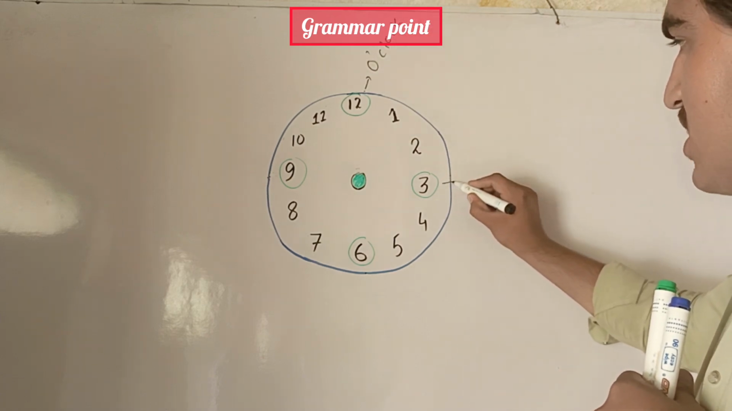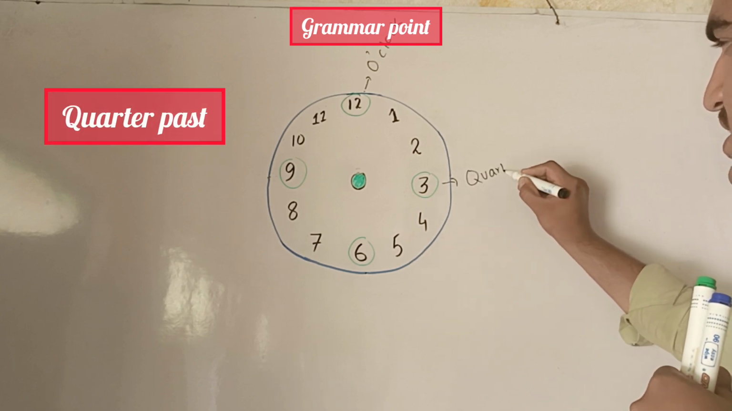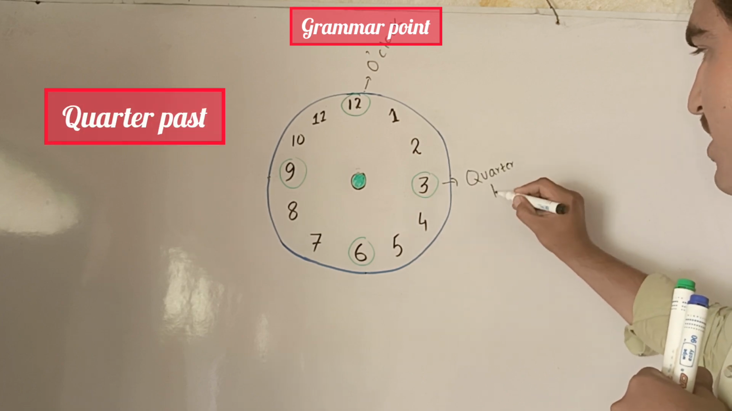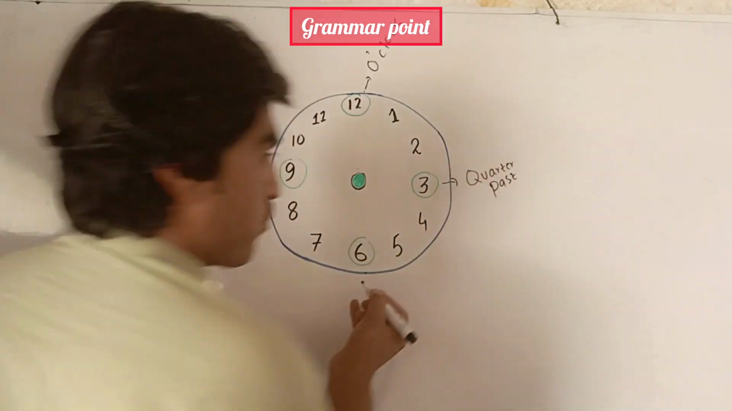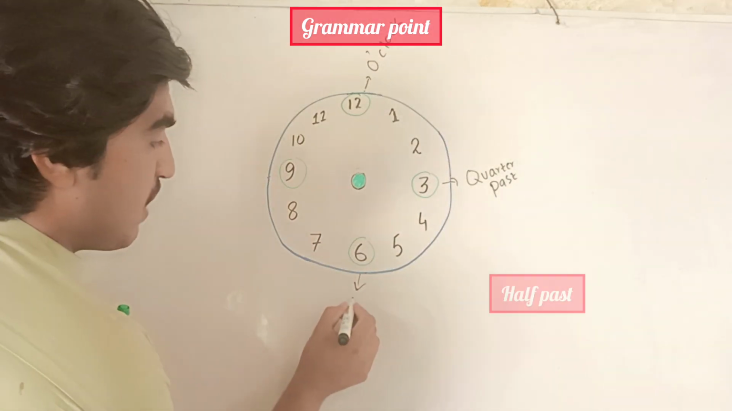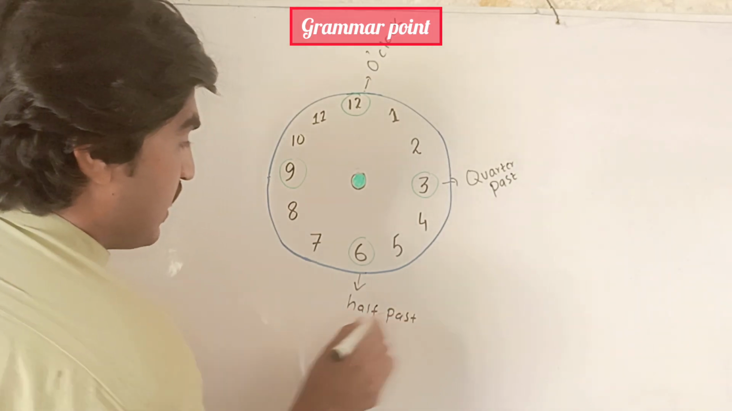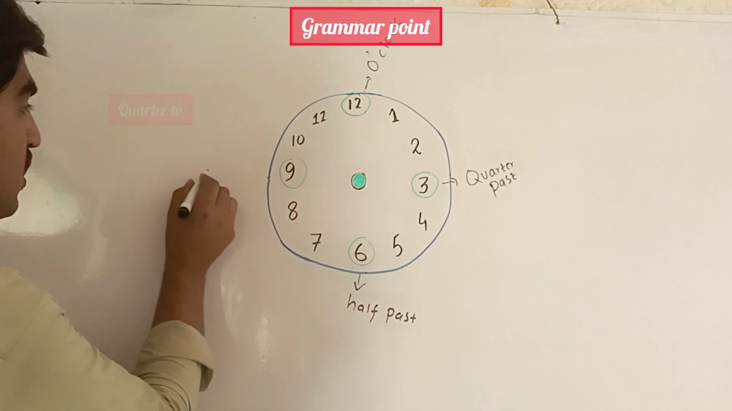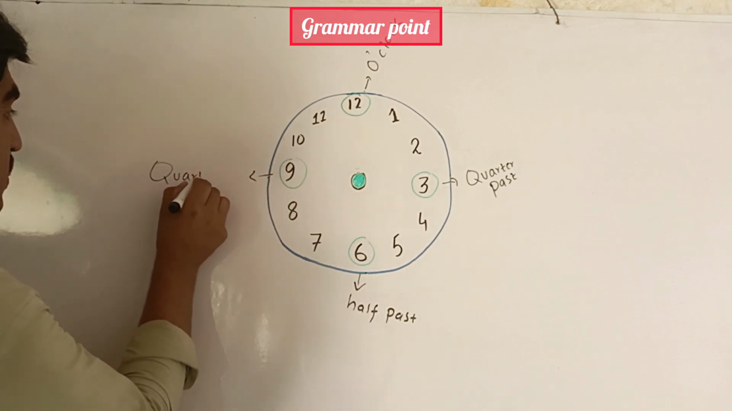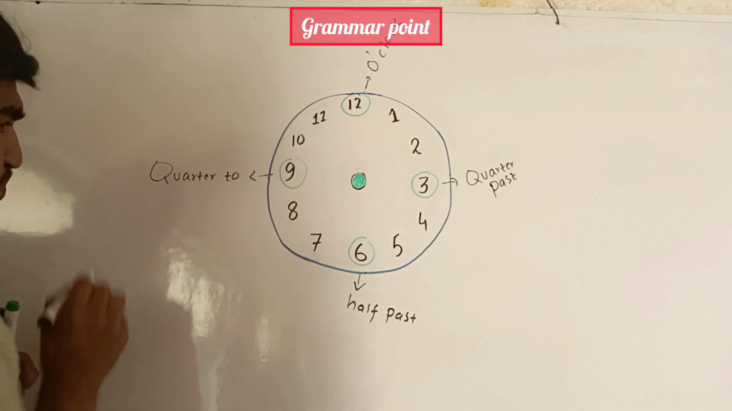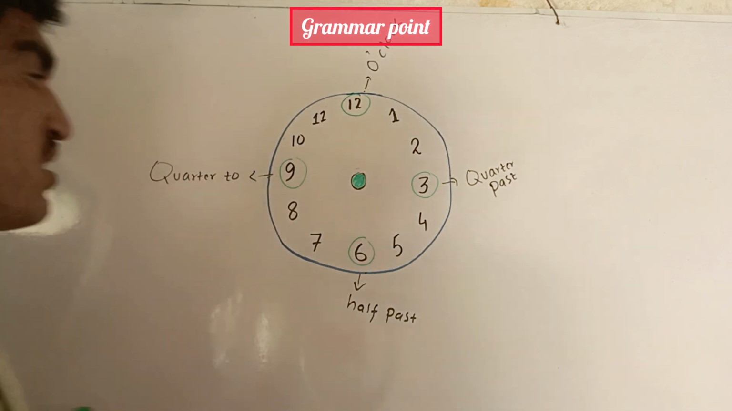This point is called quarter past. Quarter past. And now this point is called half past. Half past, okay? And similarly, this point is called quarter to. Quarter to, okay?